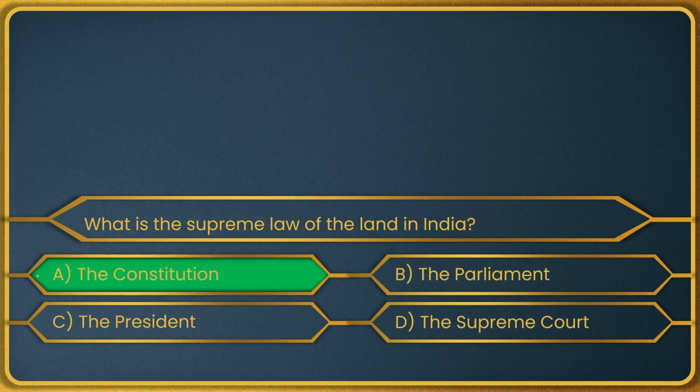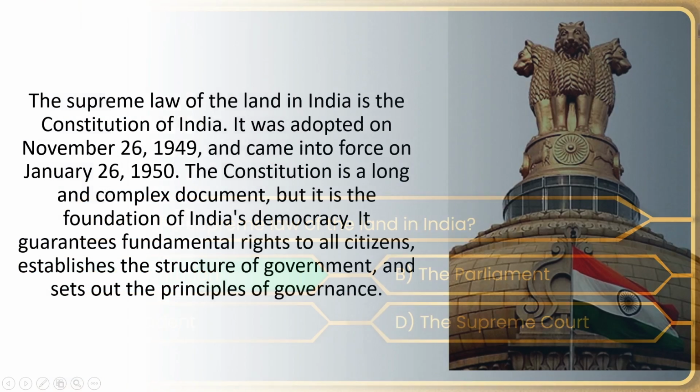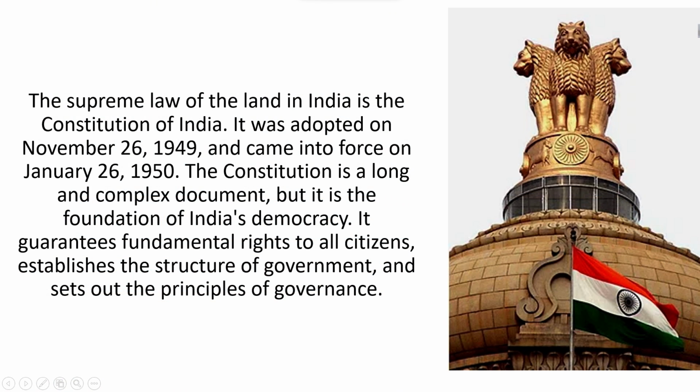Answer. Option A. The Constitution. The supreme law of the land in India is the Constitution of India. It was adopted on 26 November 1949 and came into force on 26 January 1950. The Constitution is a long and complex document, but it is the foundation of India's democracy. It guarantees fundamental rights to all citizens, establishes the structure of government, and sets out the principles of governance.